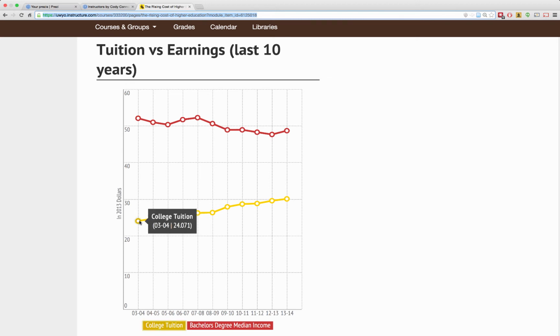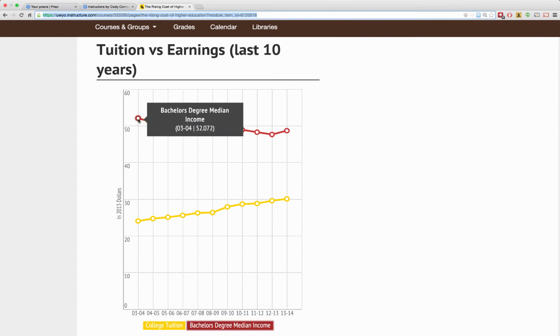We'd see 2003, that college tuition at a 4-year university in the US averaged $24,000. And in 2013-14, that's $30,000. So same numbers. And we can see that positive trend line there. Let's look at people with a bachelor's degree and their median income. I should mention again, these numbers are adjusted to 2013 dollars. So if we look here in 2003, the median income of a bachelor's degree holder in the US, $52,000.